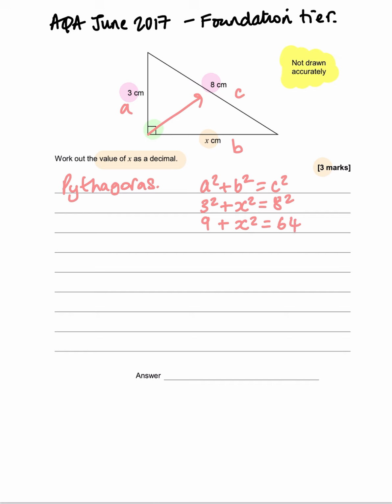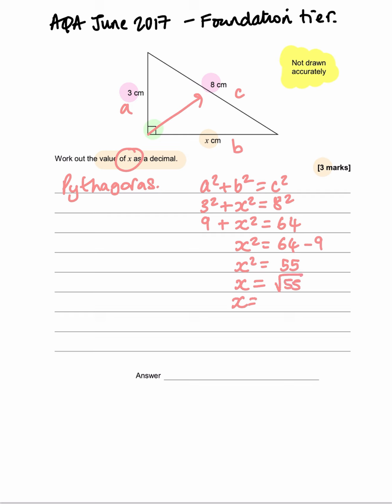Now I'm finding x here, okay? x is one of the shortest sides. So to find x squared, I do 64 subtract 9. So that tells me that x squared is 55. However, I don't want x squared, I just want x. So the next step is to square root 55.